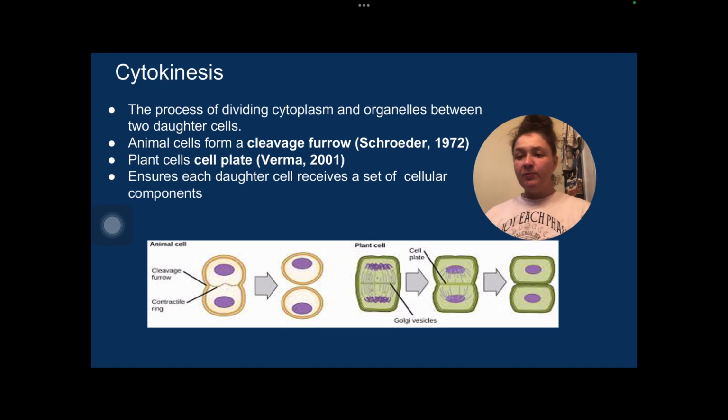Cytokinesis is crucial because it ensures that each daughter cell receives a complete set of cellular components, enabling them to function properly and independently. Without proper cytokinesis, cells might end up with too much or too little cytoplasmic content or organelles, leading to dysfunction. Additionally, failures in cytokinesis can result in cells with multiple nuclei, a condition known as multinucleation, which can contribute to various diseases, including cancer.